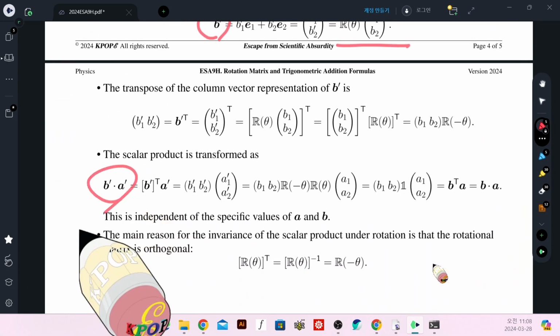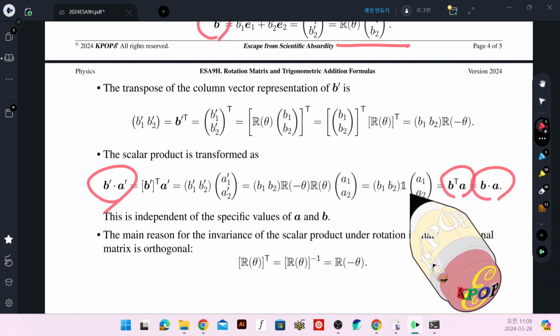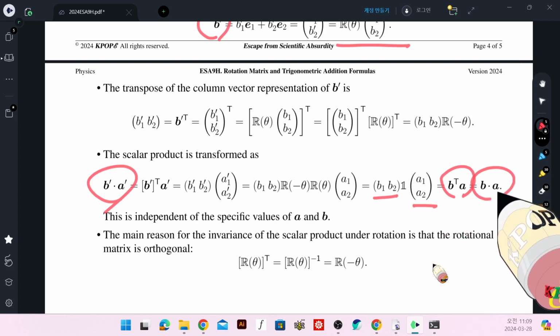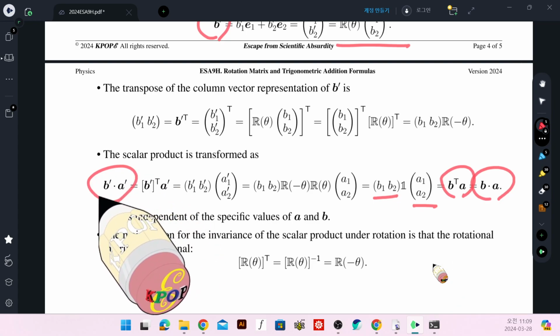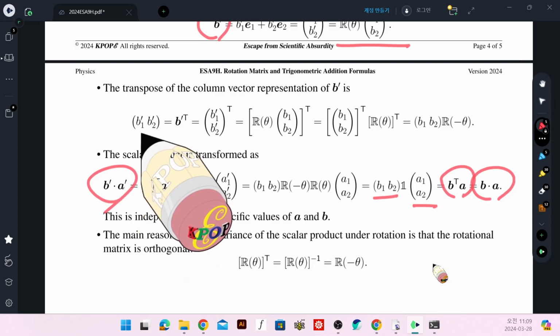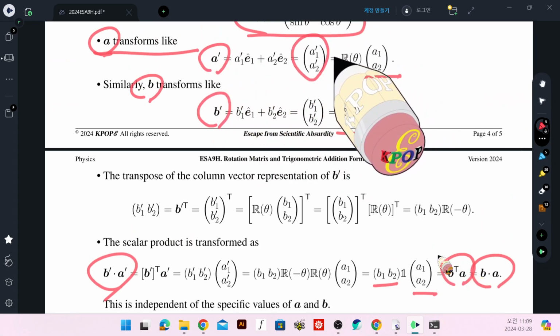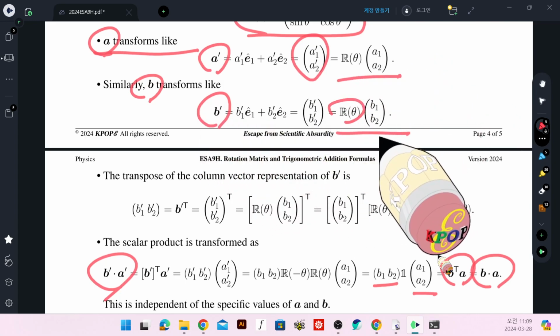We'd like to compute the scalar product of the two vectors before the rotation and after the rotation. This is before the rotation. Before the rotation, it can be expressed as a product of the row vector representing B and the column vector representing A. By the way, A prime is the rotation matrix multiplied by A. B prime is the rotation matrix multiplied by B.